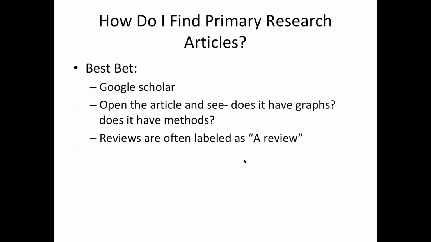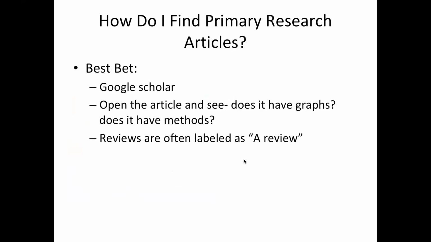So how do you find primary research articles? Your best bet is something like Google Scholar. You can also use a website called PubMed, which is the website that I generally use, but most students prefer to use Google Scholar. Totally fine. What you want to do is open the article and see, does it have graphs? Does it have methods? And as a hint, reviews are often labeled as a review or in review.